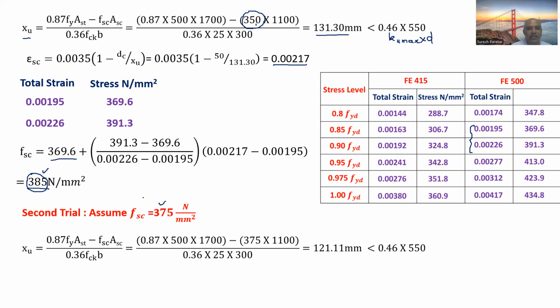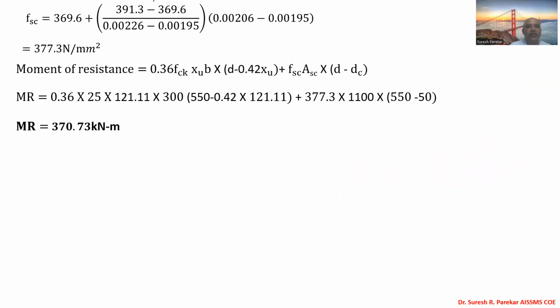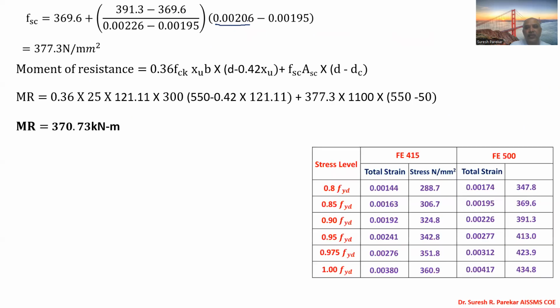Now we substitute this value of FSC. I can say this will be FSC2. Then we calculate by substituting FSC, and we get XU as 121.11, which is again less than 0.46 into 550. Actually, 0.46 into 550 is 253 millimeters. Then, getting the value of XU, we can find epsilon SC, and we substitute in this equation and we get 0.00206.